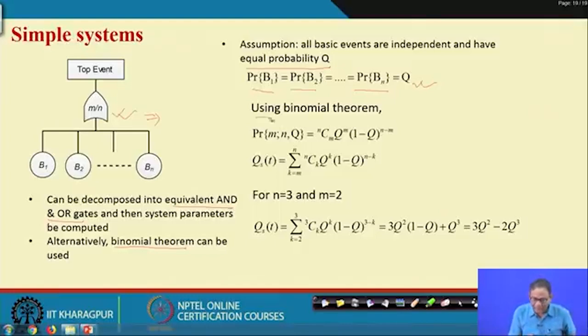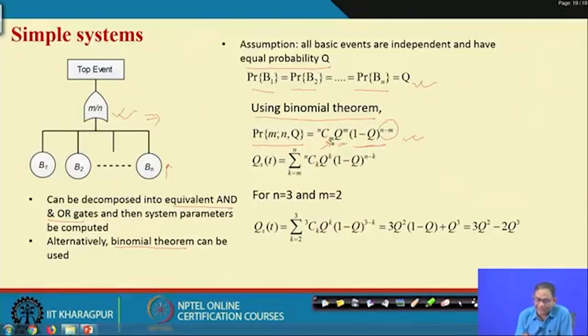So, using the binomial theorem we can write this. What is required for the top event to occur: out of n inputs, if m or more basic events occur, then the top event will occur; a minimum of m basic events must occur. Using the binomial theorem, you know the probability that m events occur is n choose m, that is, out of n basic events choose m, into q to the power m and 1 minus q to the power n minus m. This is what comes from the binomial theorem.